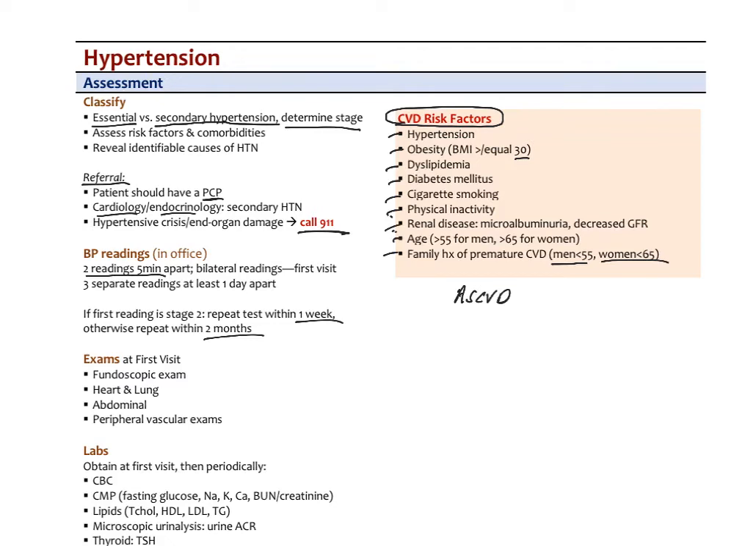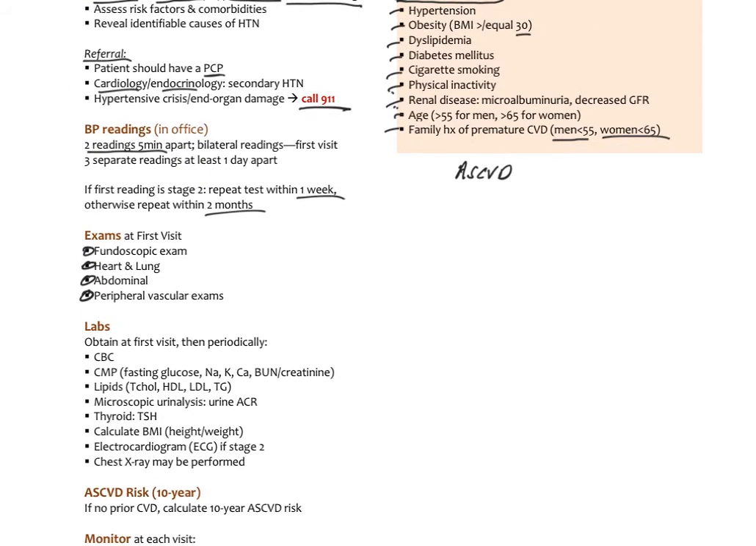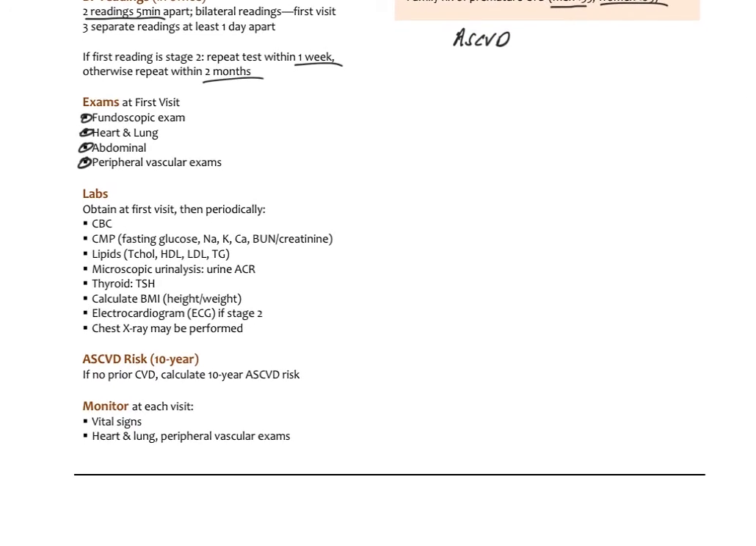The exams that typically are done at the first visit in a primary care setting would be the fundoscopic exam, looking at the retina, heart and lung exam, abdominal exam, and then peripheral vascular exams looking for any peripheral vascular disease. Most of these will be generally unremarkable unless it's more advanced. Labs for initial screening would include a CBC, a CMP, which would check for the renal function and electrolytes, as well as fasting glucose. The lipid panel, and the urine albumin creatinine ratio. It goes by different names with different labs, but that is the name of the test. Again, that cannot be done with the dipstick.